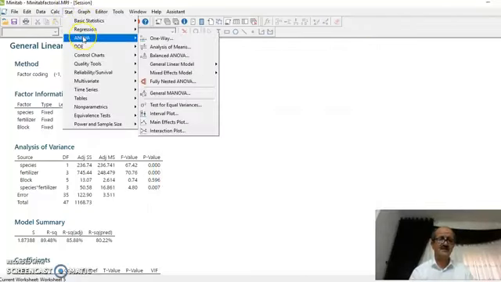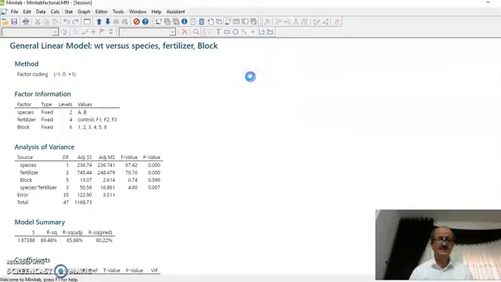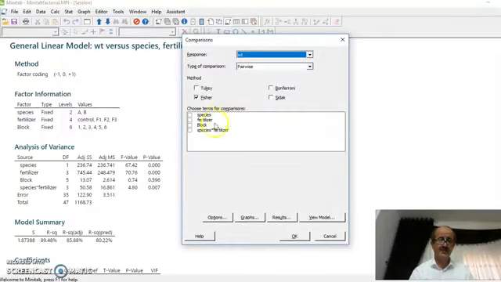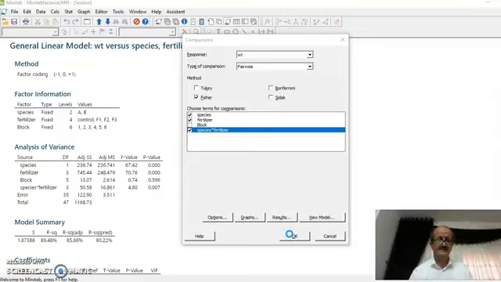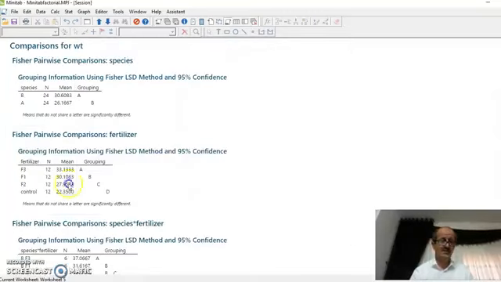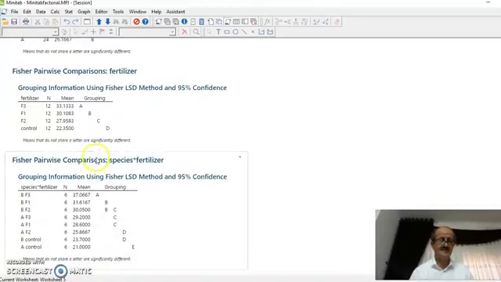Stat, ANOVA, General Linear Model, Comparisons, and we will compare only the significant effects. All right. Block was not significant. Okay. The same output that we obtained when the experiment was in a completely randomized design.